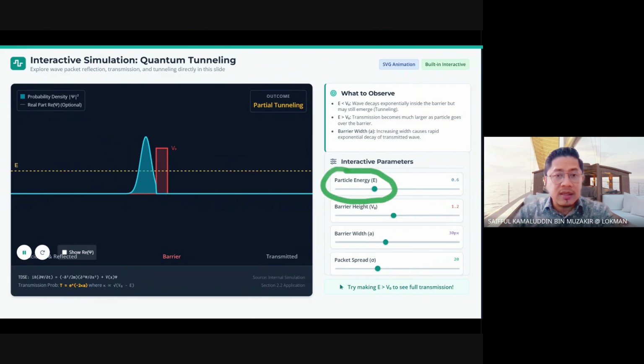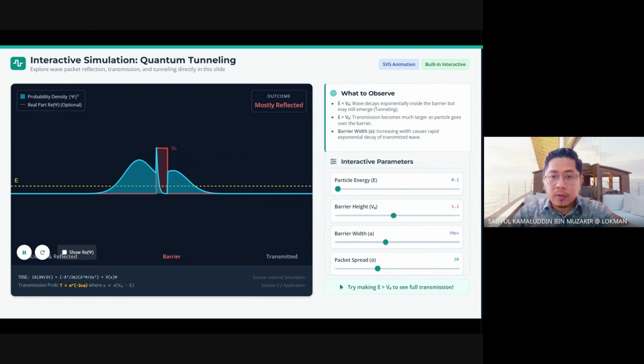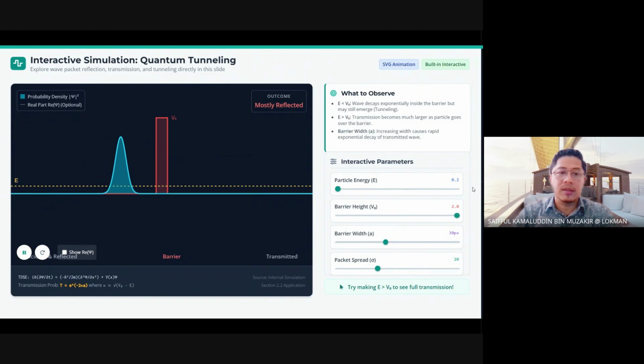Kita adjust the energy lower than the barrier. Barrier tinggi sikit ni kan, tinggi ni. Kita cuba adjust the wave function with energy lower than that. Kita try ya. So saya bagi yang lagi rendah lah. Lagi rendah. See? Saya restart. Ataupun barrier ni saya letak tinggi lagi. Baru best. Datang. See?